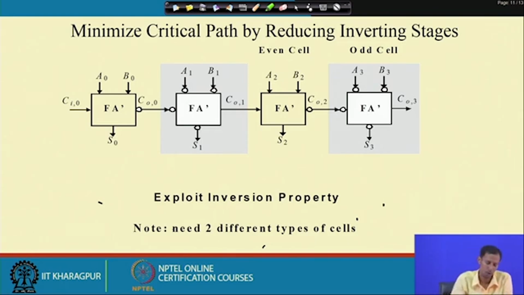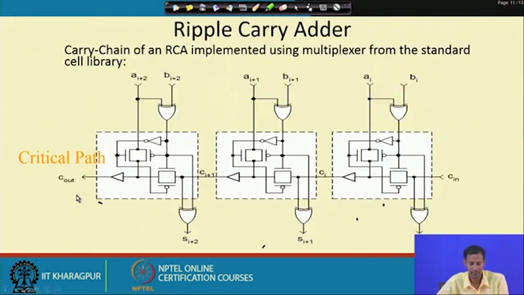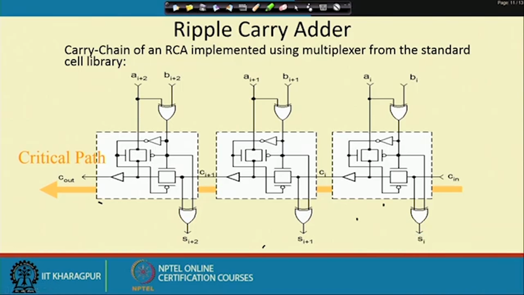And this is the transistor level implementation, and here you see the critical path is this, which passes through each of these bit positions, each full adder or half adder cell. So, this is the ripple carry adder implementation using the standard cell library.